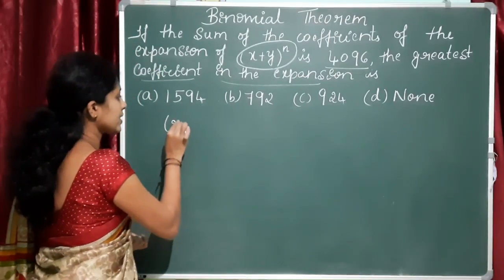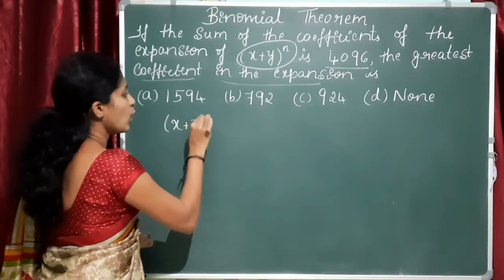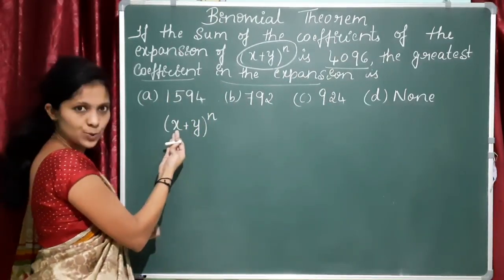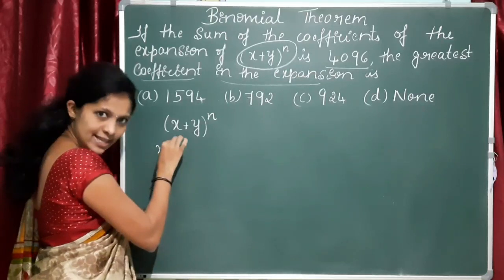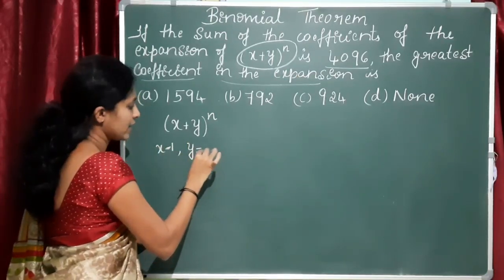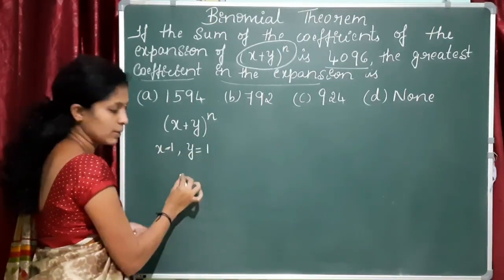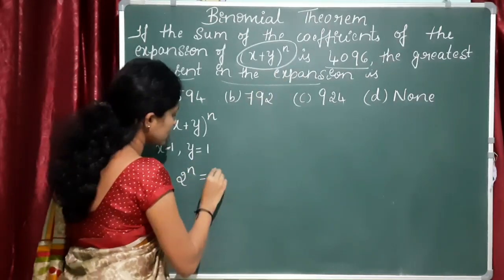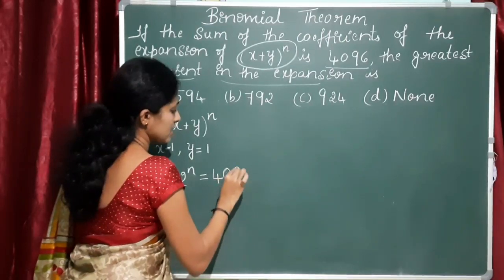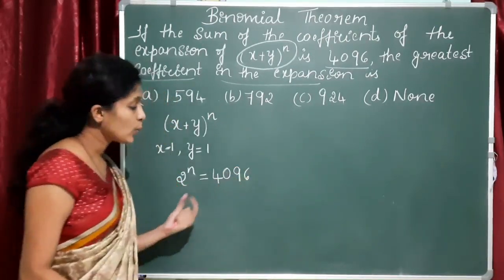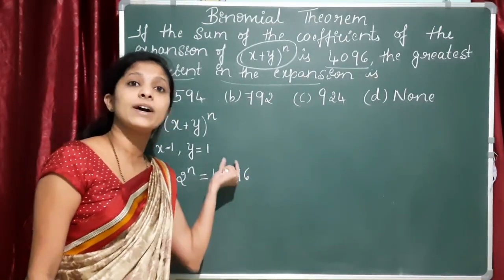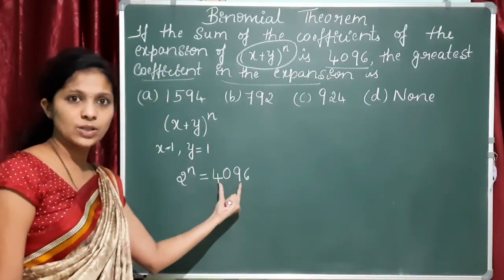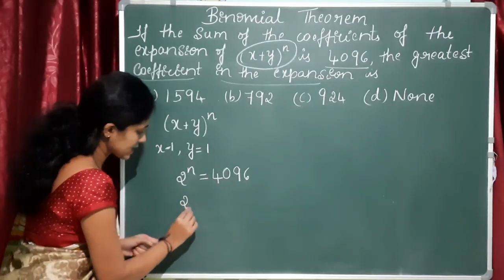See here, it is given that (x plus y) whole to the power n. To find this, you have to substitute x as 1 as well as y equal to 1. So 1 plus 1 will be 2, and 2 to the power n is equal to 4096. This is given, the sum of the coefficients. Now we need to write this as 2 to the power something, so that we can get the value of n. Can you tell me what this 2 to the power is?